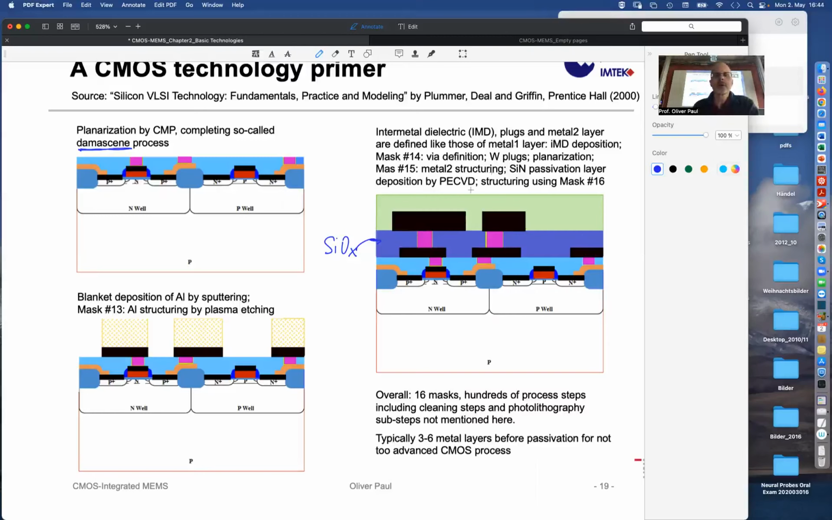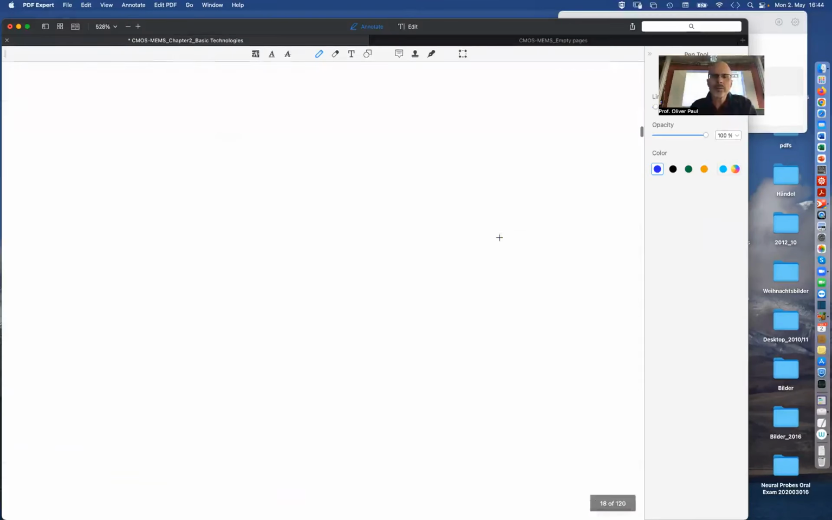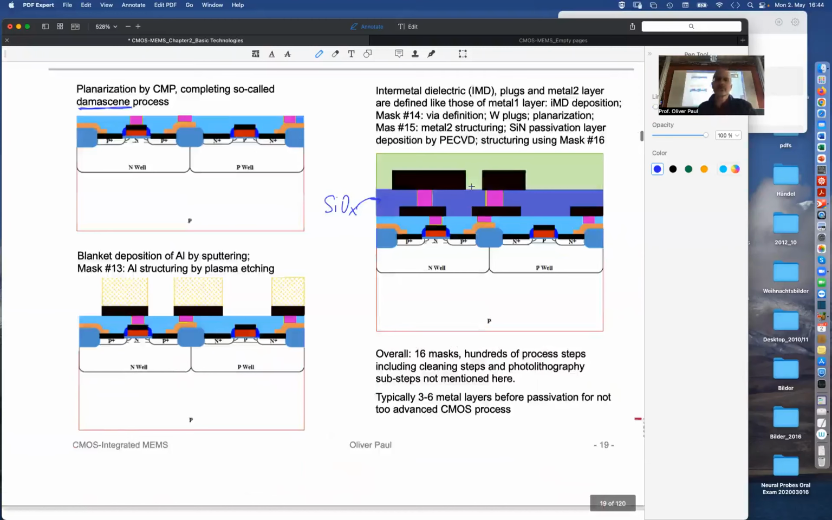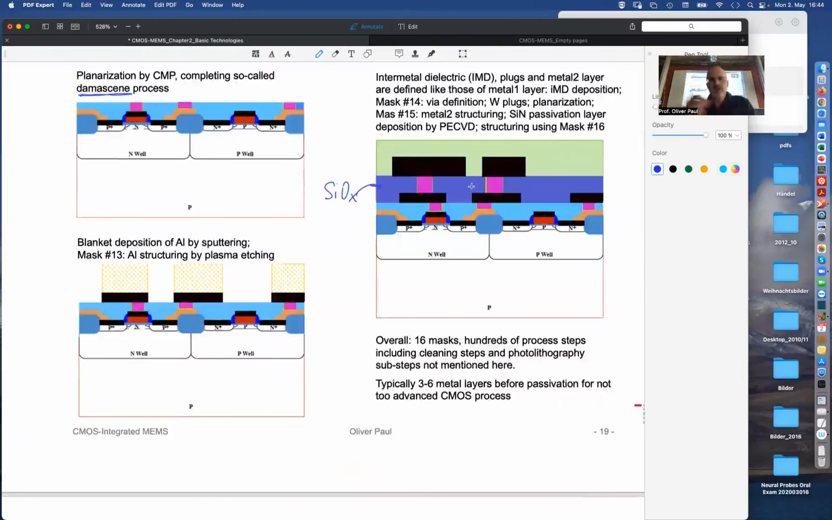Next mask. So which mask is that? Mask number 14. The next level of vias are defined. Those are again filled with tungsten plugs after deposition of some titanium nitride barrier layer. There's different variants: titanium tungsten, titanium nitride. And then we're ready to deposit the next metallization.